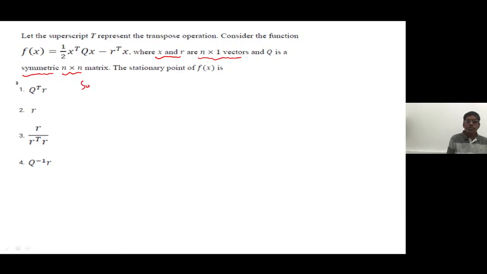So usually this type of problems, let us start by taking n is equal to 2. If you get that answer, if it is correct, that is also true for 3 into 3 matrix, 4 into 4 matrix, etc. So let us take n is equal to 2.